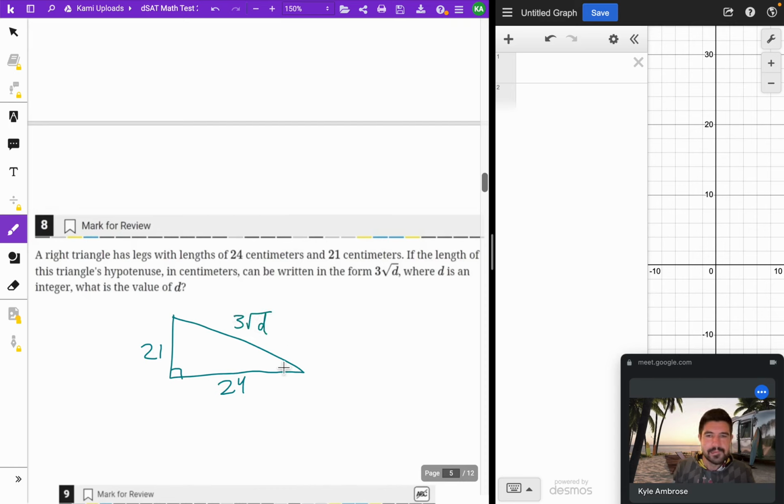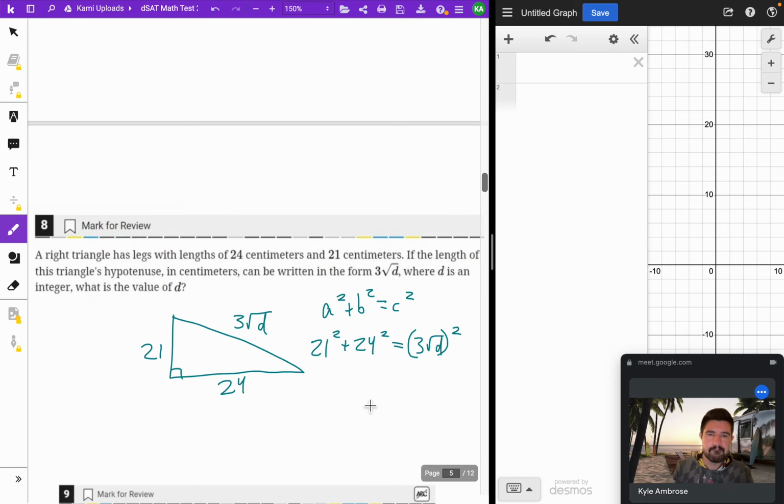Okay. What can we do to figure out D? Well, we know the Pythagorean theorem works for right triangles. A squared plus B squared equals C squared. C is the hypotenuse. So let's just plug in everything into here. 21 squared plus 24 squared equals C squared, which is 3 root D squared. I'm going to put that in parentheses, square the whole thing.